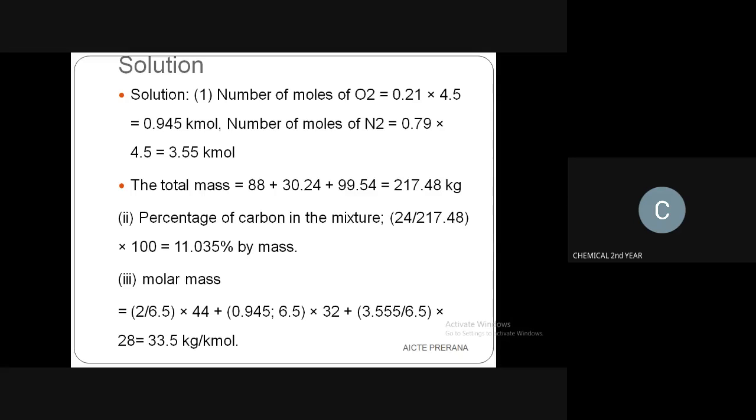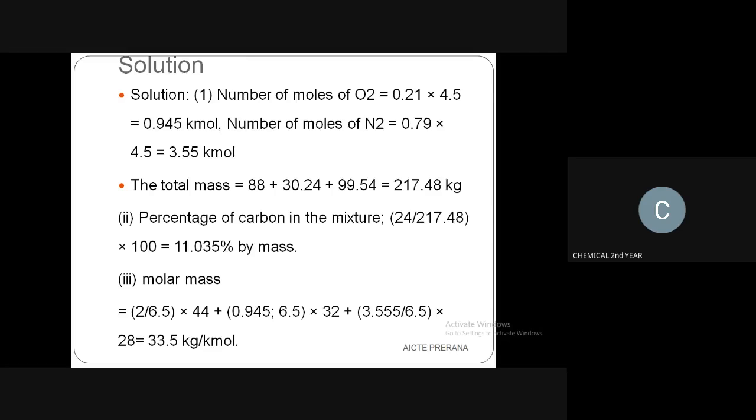So 24 divided by individual mass divided by total mass. Okay, so 24 is the carbon content present in here, divided by 217.48, which is the total mass. So you have to divide by that and multiply by 100. The multiplication by 100 is for finding out the percentage of carbon.